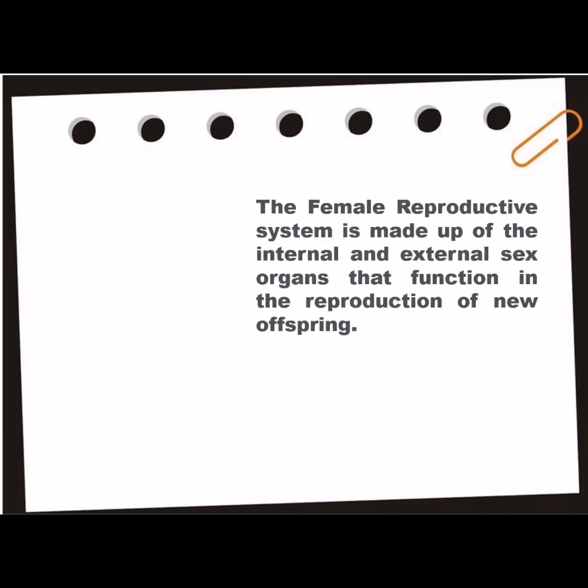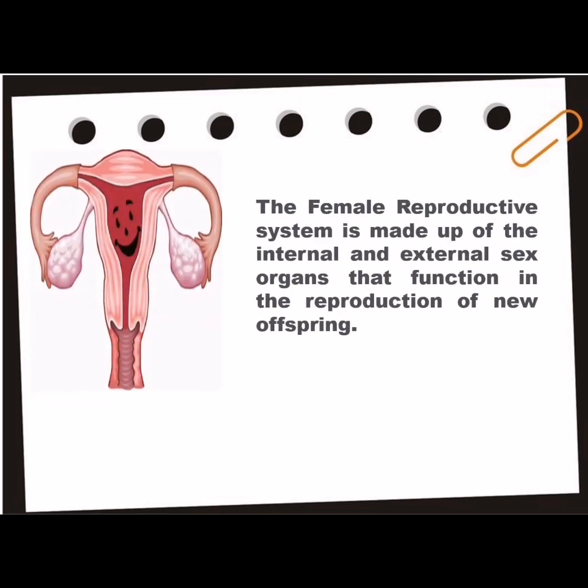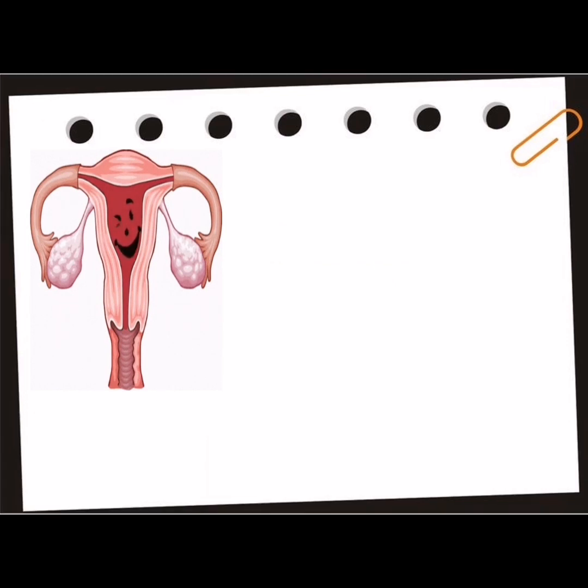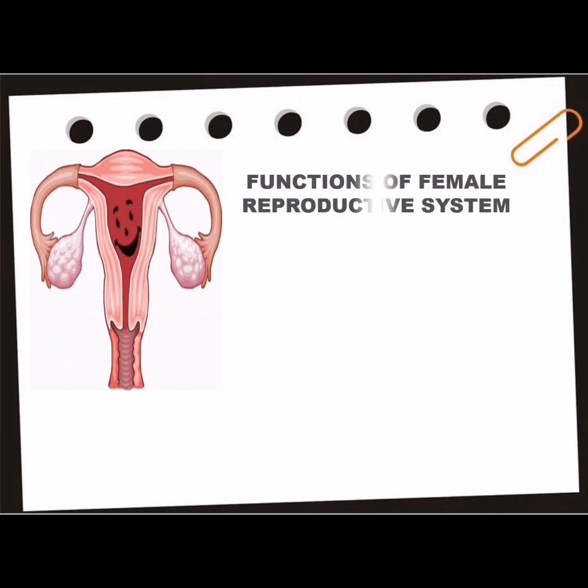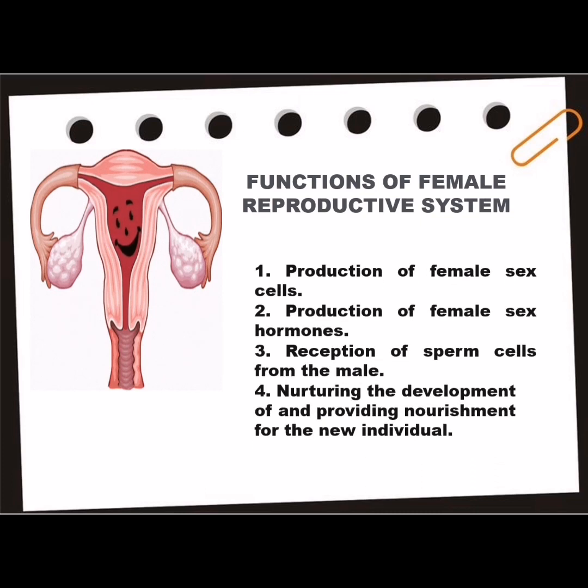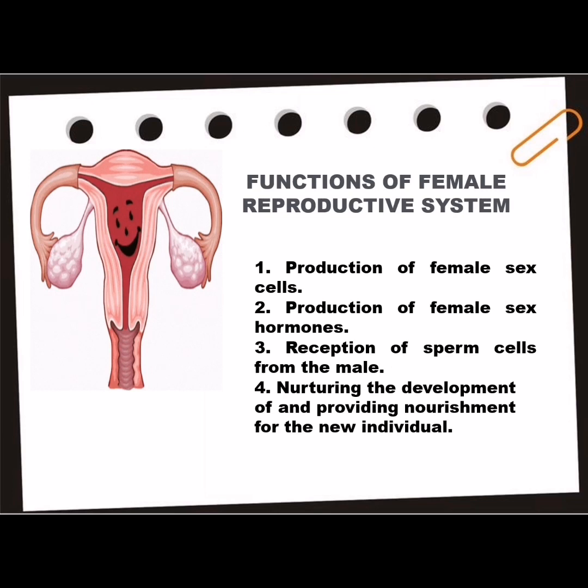This reproductive system is made up of the internal and external sex organs that function in the reproduction of new offspring. But what are the main functions of the female reproductive system? The female reproductive system has four main functions. Number 1, production of female sex cells called the egg cells. Number 2 is the production of female sex hormones known as estrogen and progesterone. Number 3, the reception of sperm cells from the male. And number 4, it nurtures the development and provides nourishment for the new individual.